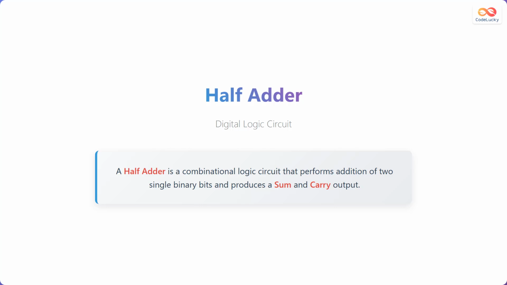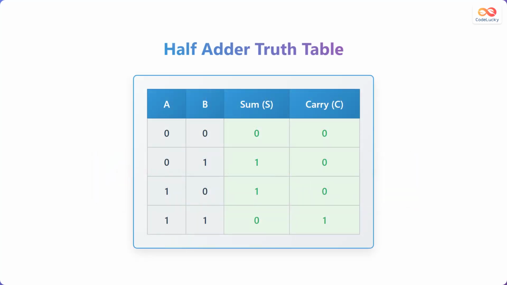A half-adder is a combinational logic circuit that performs the addition of two single binary bits. It produces a sum and a carry as its output. The half-adder is a fundamental building block in digital electronics, used for basic arithmetic operations. Let's explore the truth table for the half-adder.